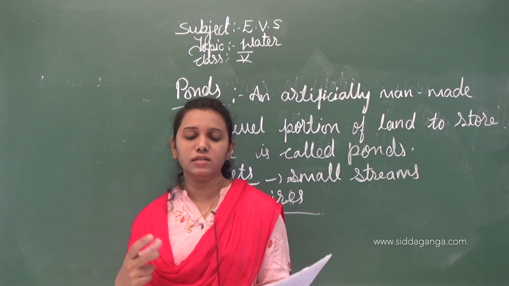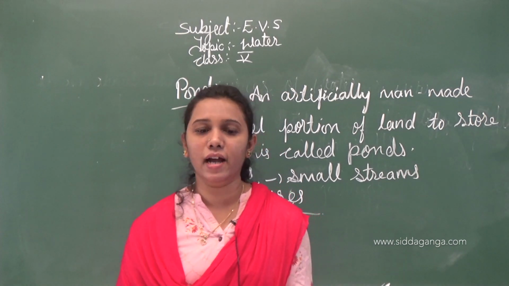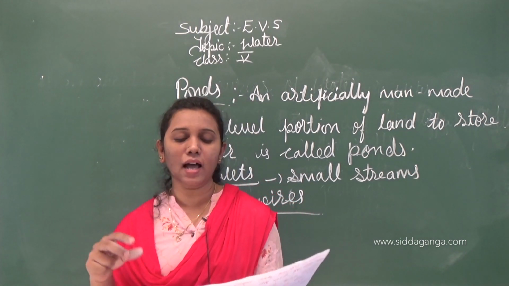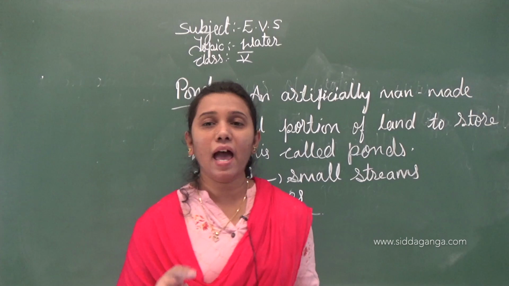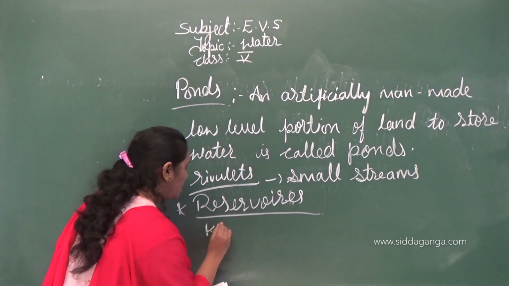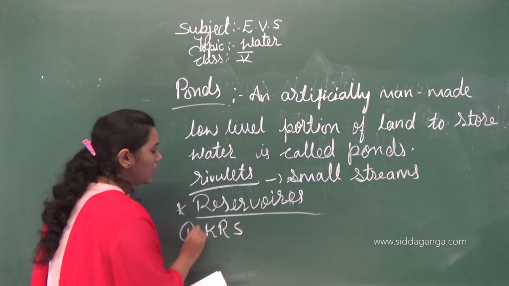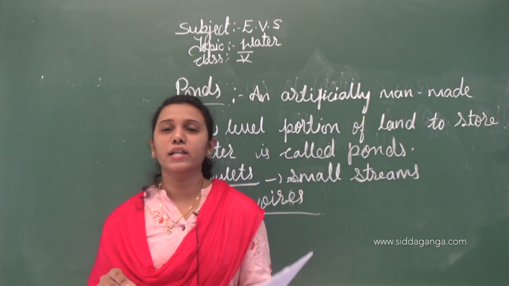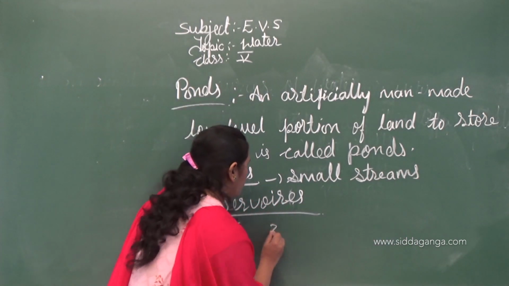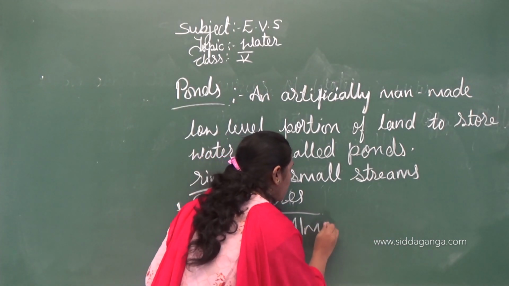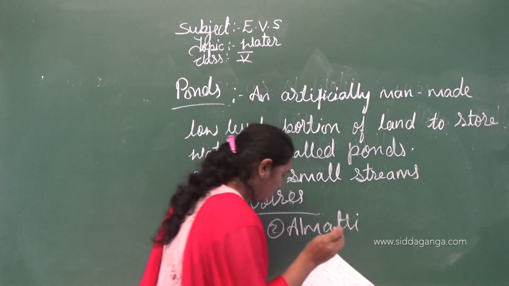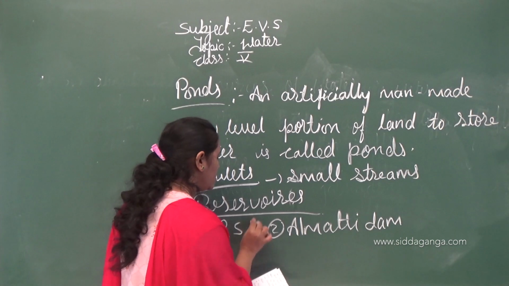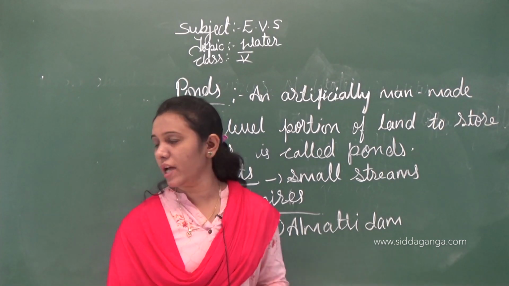Now they want us to name the water reservoirs in Karnataka. For example, we have some water reservoirs in Karnataka. The first one is KRS. KRS means Krishna Raja Sagara, isn't it? Krishna Raja Sagara Dam, and another one is Almatti Dam. Okay.